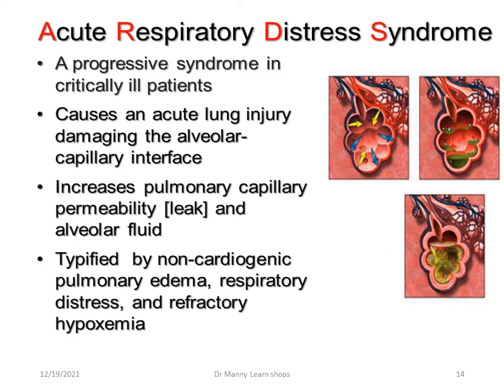The next topic that we want to review is ARDS, Acute Respiratory Distress Syndrome. And as we mentioned previously in Learn Shop 1, a progressive syndrome in critically ill patients. And what it essentially does is cause an acute lung injury, damaging the alveolar capillary interface, where gas is exchanged. This also increases pulmonary capillary leak, permeability, and alveolar fluid in the lung. And it's typified by non-cardiogenic pulmonary edema, which means it's not caused by the heart, respiratory distress, and refractory hypoxemia, which means it's very difficult to treat. It doesn't respond to oxygen.